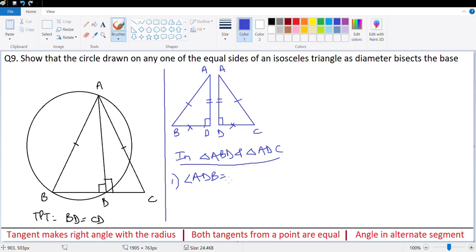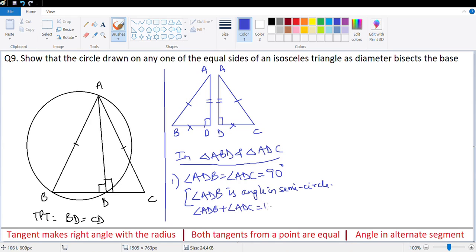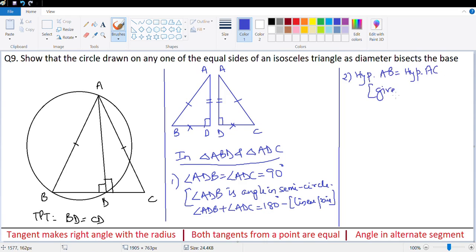So in triangle ABD and triangle ADC, what I have, point number 1, angle ADB is equal to angle ADC is equal to 90 degree. Reason, angle ADB is angle in semicircle. So that's why angle ADB is 90, and number 2, angle ADB plus angle ADC is equal to 180 degree. Reason, linear pair. So that's why both these angles are 90 degree. Number 2, hypotenuse AB is equal to hypotenuse AC. This is given. It's an isosceles triangle.